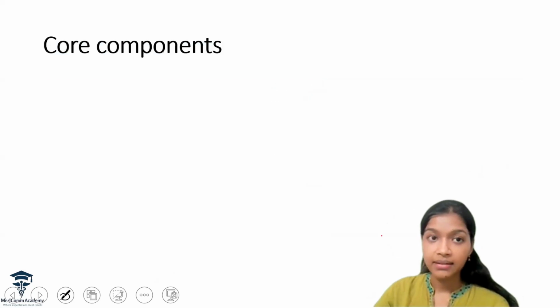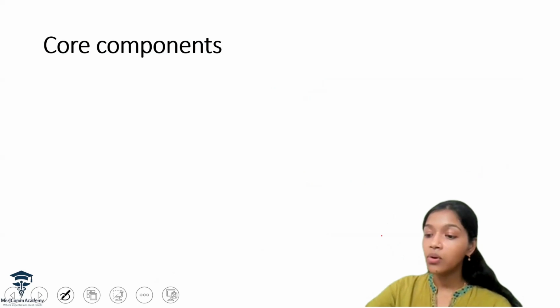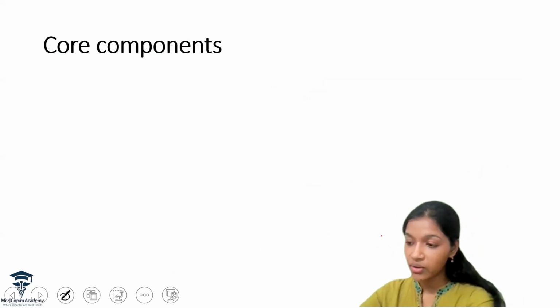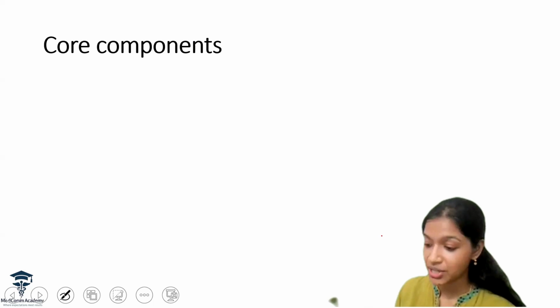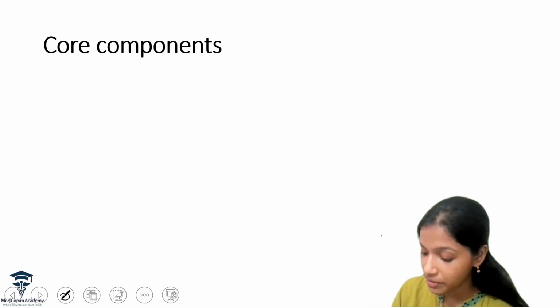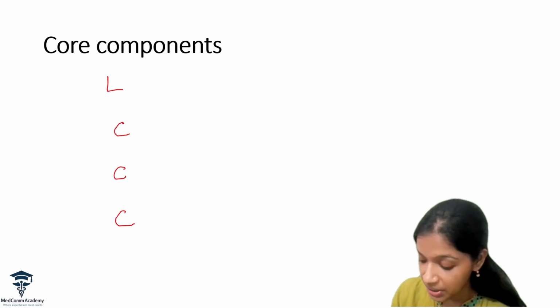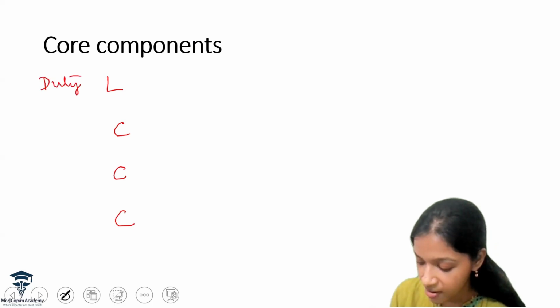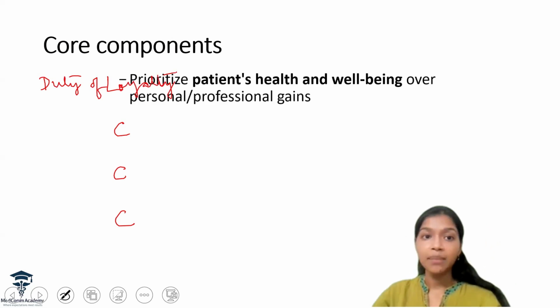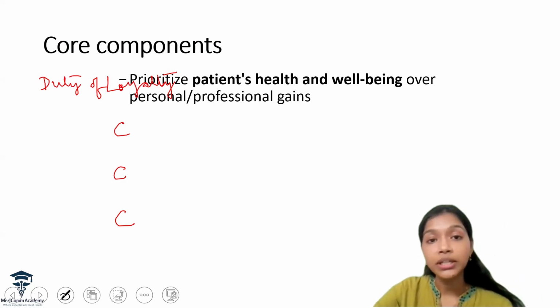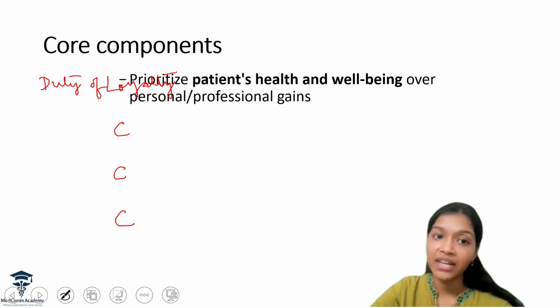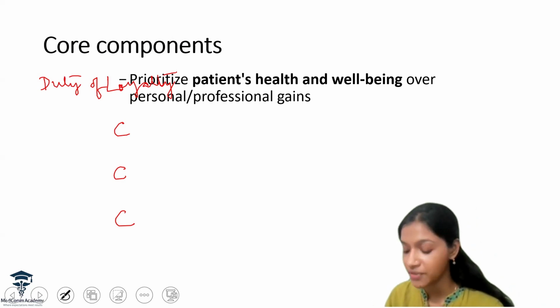Next slide. Core components. In your answer, you will go over to the next section, which is the core components. In core components, you will mention L, C, C, C. So there are 4 duties. Duty of loyalty. Here the doctor prioritizes the patient's health and well-being over personal and professional gains. This is the first duty.